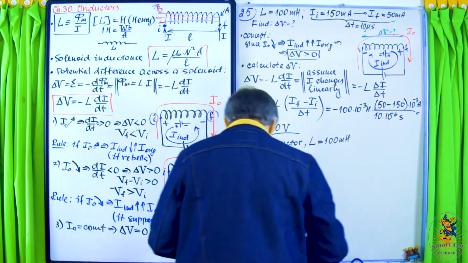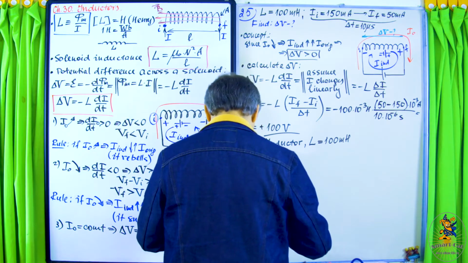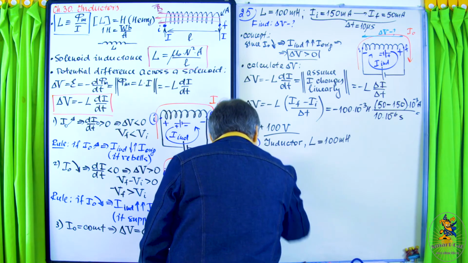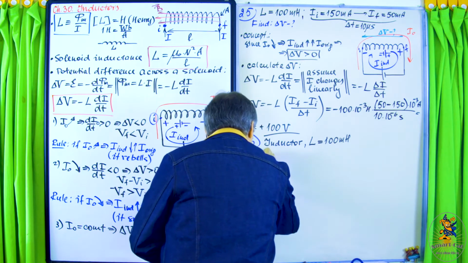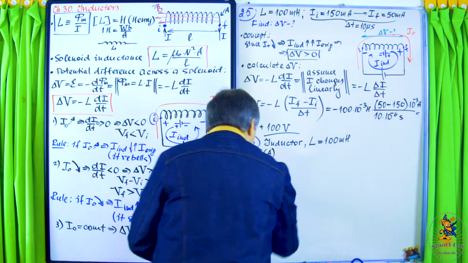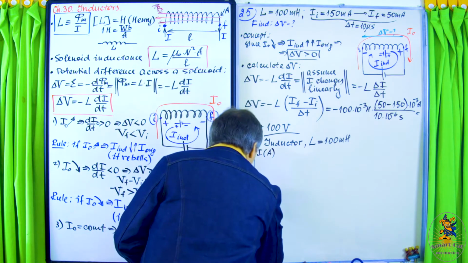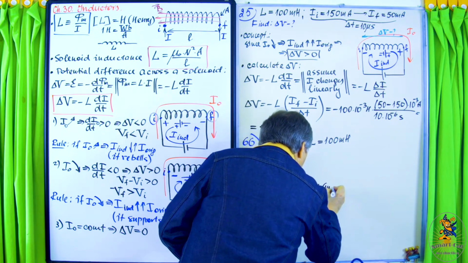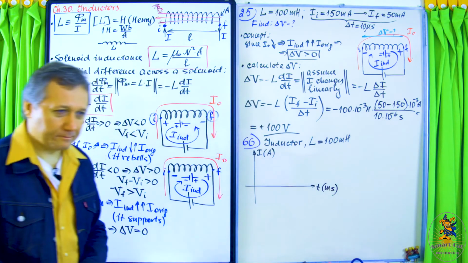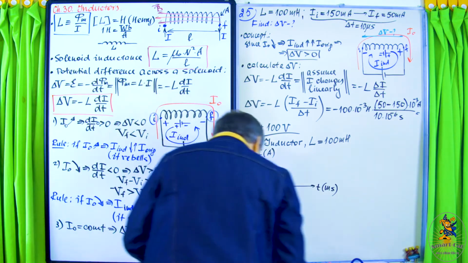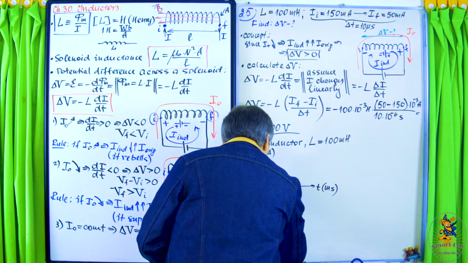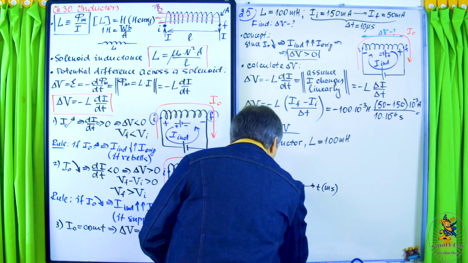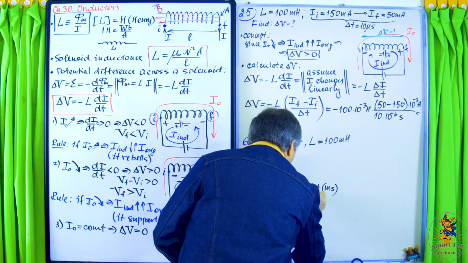Okay, so now let me plot that. I have to draw it carefully. So let's say this is current, in units of amps, and then time in milliseconds. And we go 1, 2, 3, 4, 5, 6.